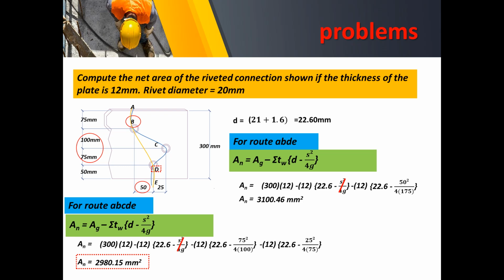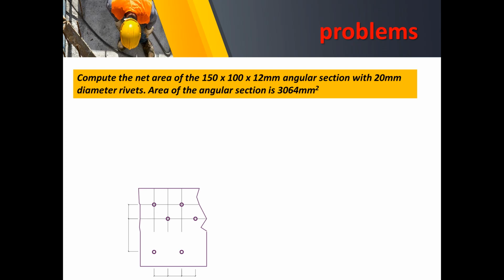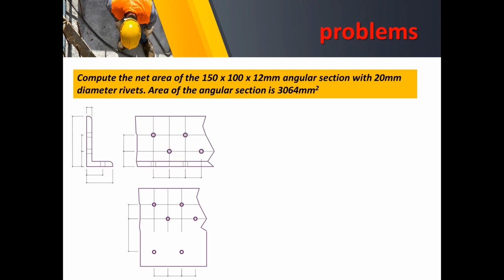Okay. So next, moving on to the next problem, we have to compute the net area of the 150 by 100 by 12 mm angular section with 20 millimeter diameter rivets. Once again, the property is given, especially the area of the angular section, which is 3064 millimeters squared. So in here, we are going to use this illustration. Of course, we can observe that in the connection of this angle section, there are connections on two elements. Because the angular section is bent, there are connections on the horizontal element and the vertical element.